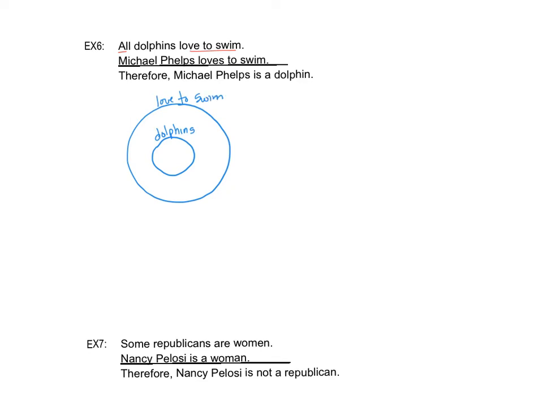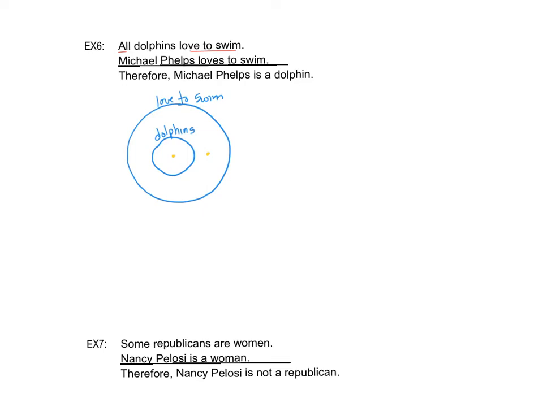Now the second premise says Michael Phelps loves to swim. Michael Phelps is not a set. He's not a circle. He's a dot. He's a single element. So Michael Phelps loves to swim means that, and I'm going to use yellow, that Michael Phelps has to be inside the set of things that love to swim. So I have a choice. I can put Michael Phelps outside of the set of dolphins or inside the set of dolphins. Both would make the premise true.